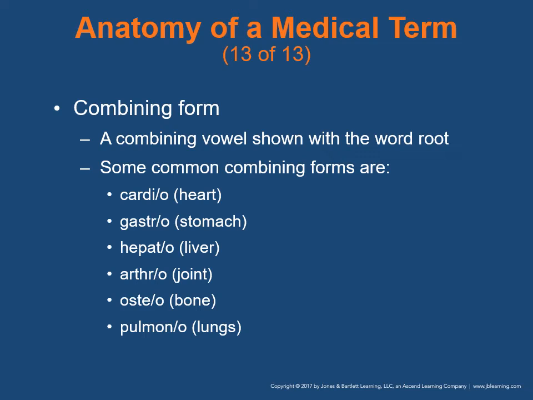The combining vowel helps ease the pronunciation of the term. Sometimes these words are just hard, y'all. So the combining form is a combining vowel shown with the word root. Some common combining forms are, so you have the root and then the last vowel, and all of these here are O's. So cardio is heart, gastro, stomach, hepato is liver, arthro is joint, osteo is bone, and pulmono is lungs.